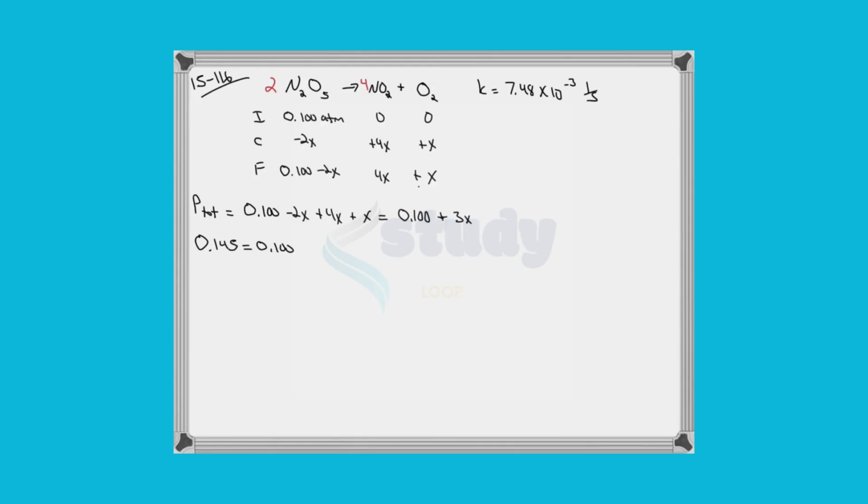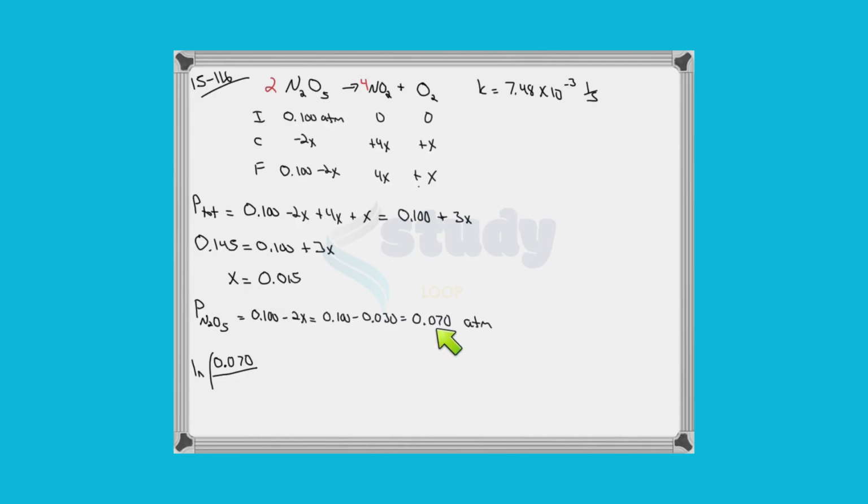So if we have a total pressure of 0.145, then we can solve for x at this particular moment in the reaction, where x will be equal to 0.015. So the pressure of just the reactant at that moment will be 0.1 minus 2 times x that we just determined, or 0.070 atmospheres.